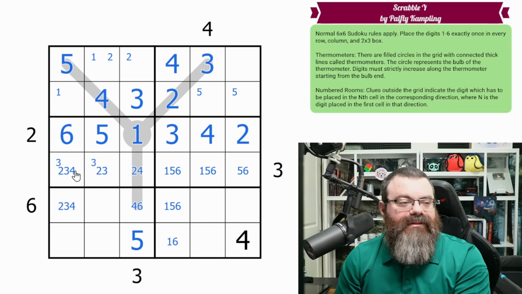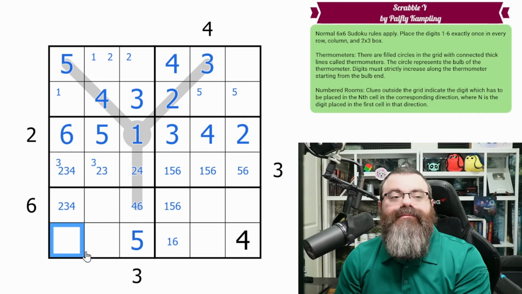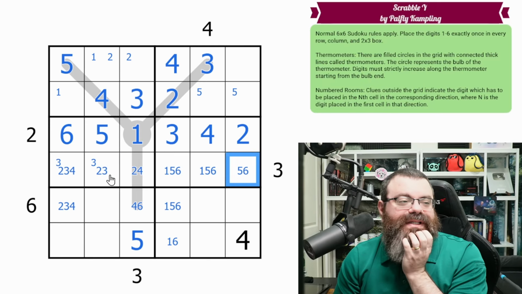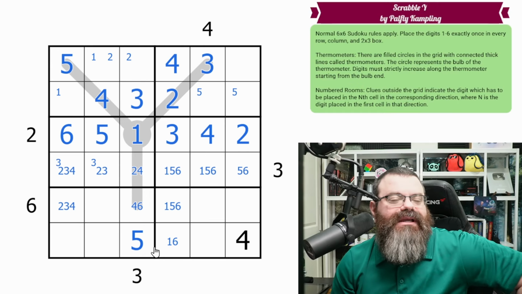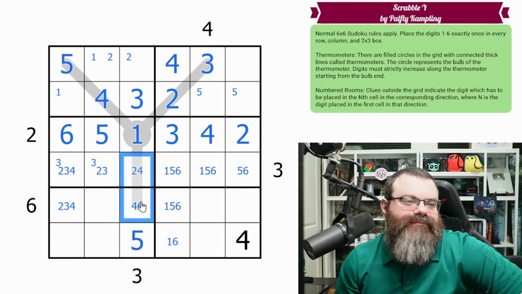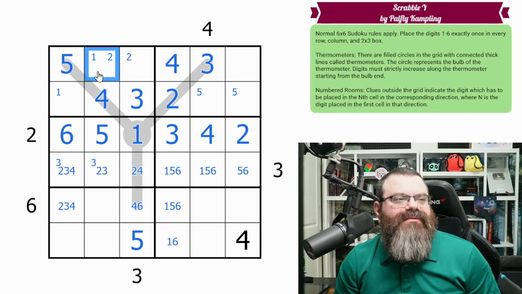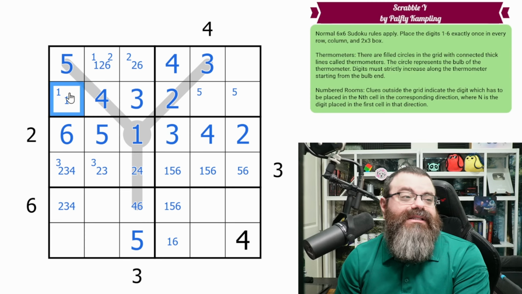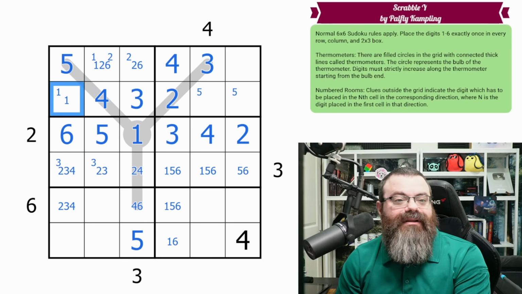Let's see. We need a 1 in this column. Is there anything else I haven't thought about? All right, 5, 6 puts it over here. I think we got all the numbered room clues. All right, let's fill out these triples. We've got the 1, we've got the 2, and then we need the 6. This is a naked 1. This isn't 2 or 6. All right, so that's a 1.